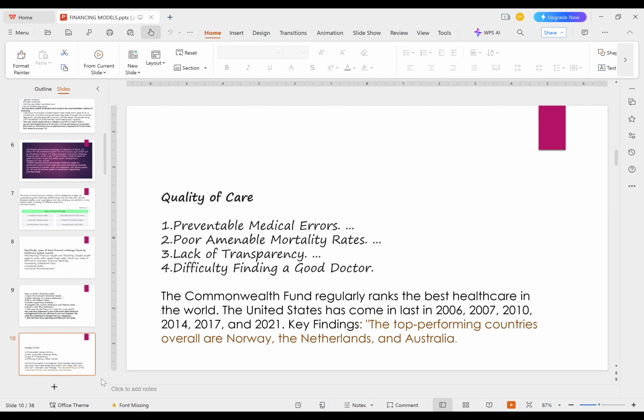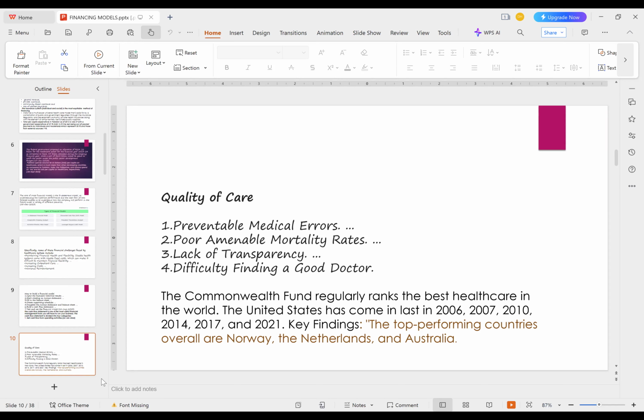Quality of care from any one of these financial models adapted in the healthcare system would again be dependent upon preventable medical errors, which are most commonly seen with the cash inflows or outflows, poor amenable mortality rates, which would eventually be leading to increased burden in the outflows, lack of transparency like any sort of corruption, and difficulty finding a good doctor, which would itself be a financial burden.